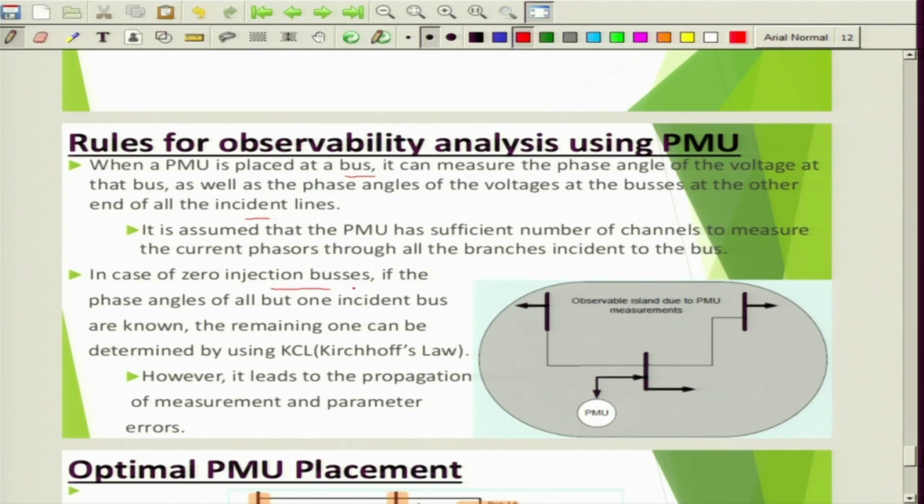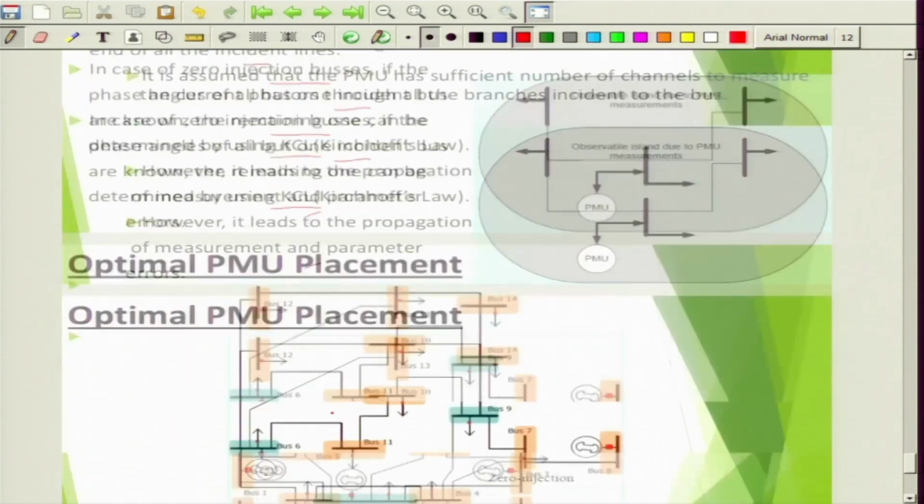In case of zero injection buses, if the phase angles of all but one incident bus are known, the remaining one can be determined by using KCL. As we know, the algebraic sum of the currents at a specific node is 0 as per KCL. So if one incident bus phase angle is not known, it can be determined using KCL. However, it leads to the propagation of measurement and parameter errors. There could be some error propagation. If you are okay to compromise with that, we can measure the phase angle of that incident bus.